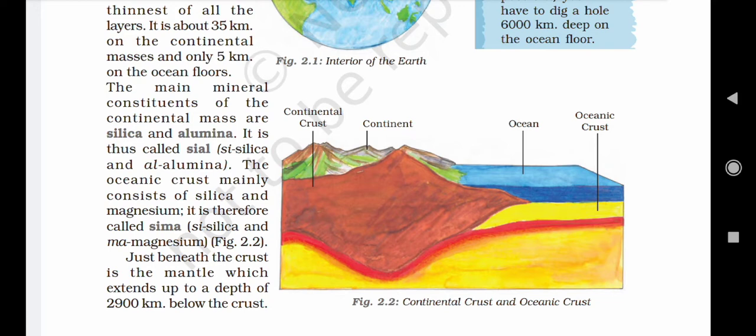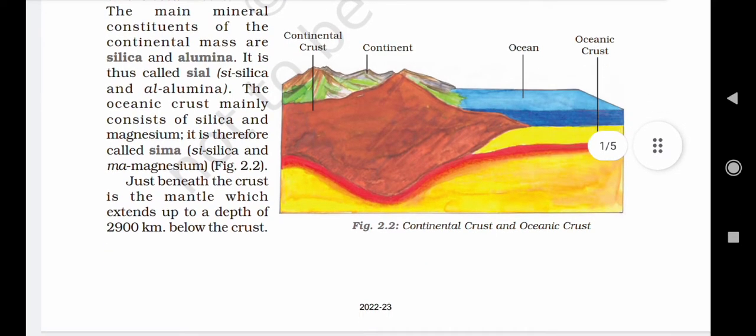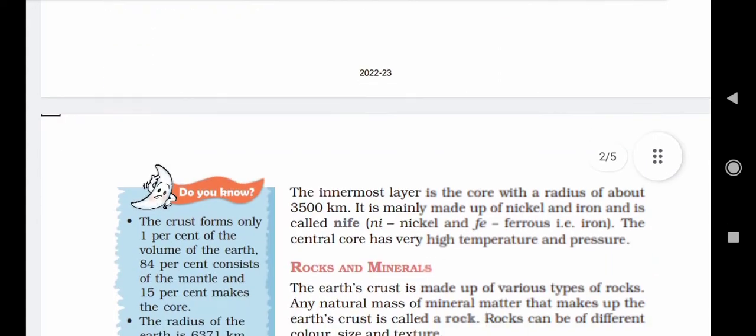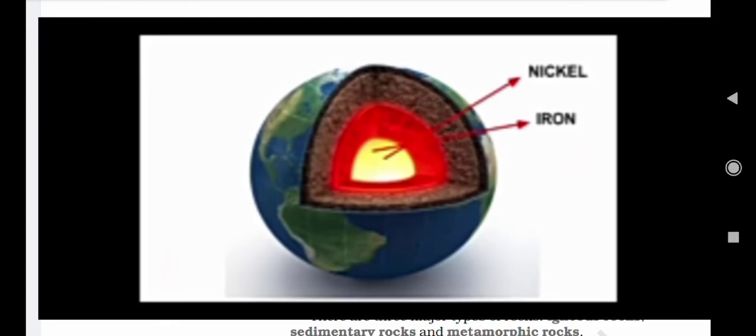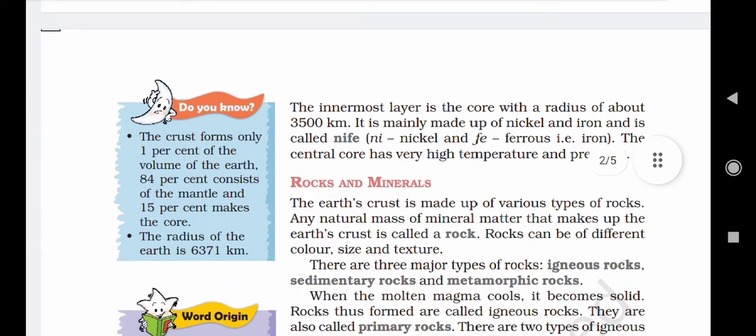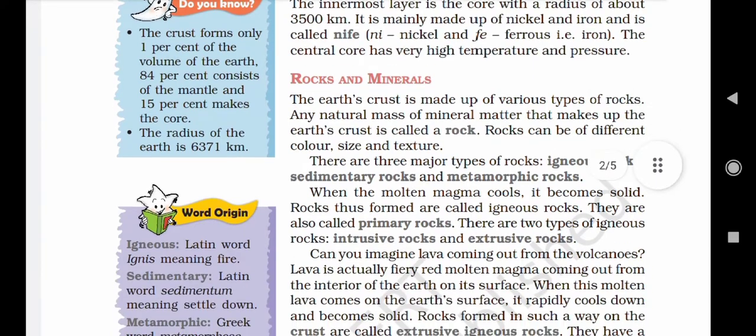Now you must be wondering what is inside the core. Since the central core has very high temperature and pressure and it is super hot, it consists of nickel and iron, which is called the Nife, Ni for nickel and Fe for ferrous iron. So guys, this is all about the layers of the Earth.